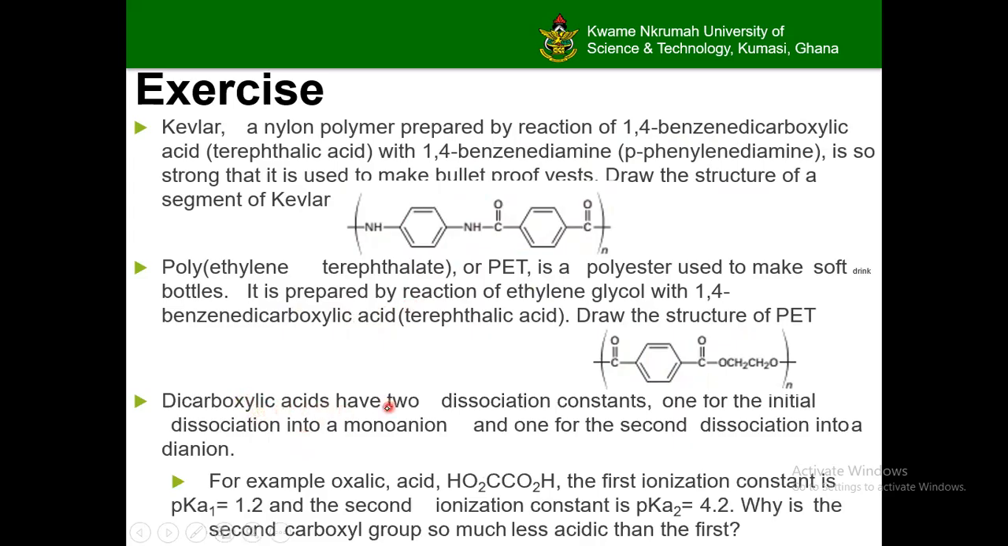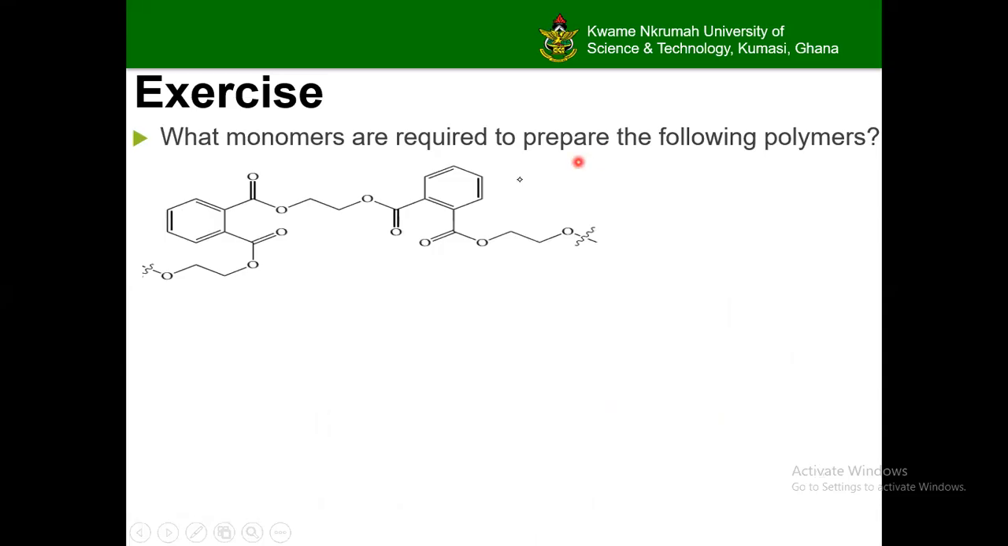Now, the next statement, dicarboxylic acids have 2 dissociation constants. One for the initial dissociation of the monoanion, and the one for the second, into a dianion, right? Now, oxalic acid, the K1 has been given, the K2 has been given. Why is the K2 so much less acidic? It's so much less acidic because after the K1, the anion form is stabilized by a hydrogen bond. That is all. Right? So it becomes more difficult, it takes more energy to remove the second hydrogen.